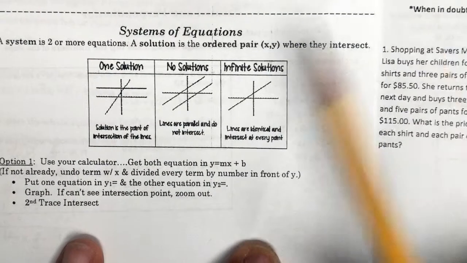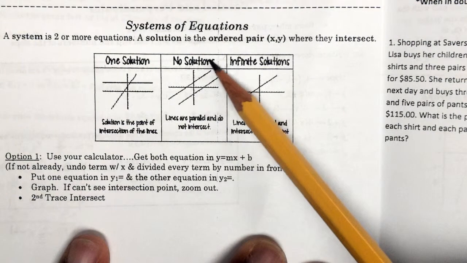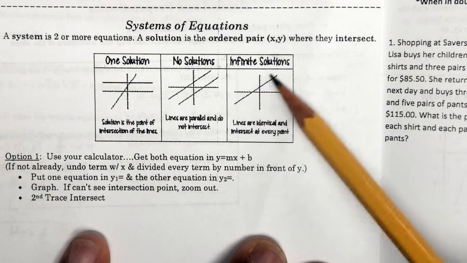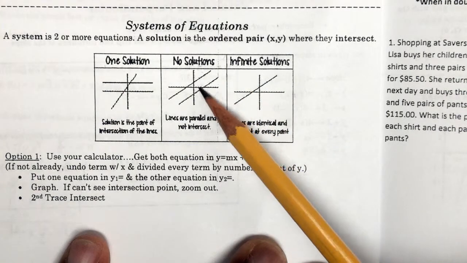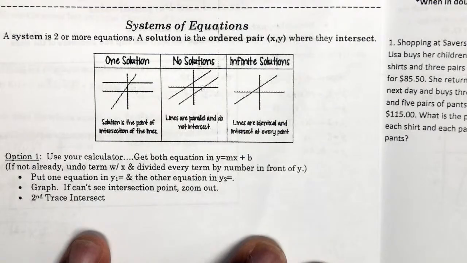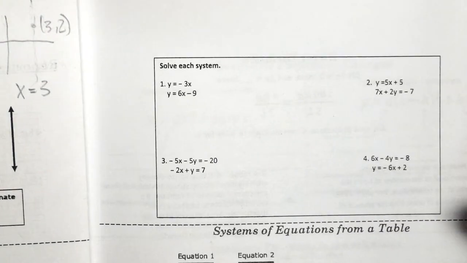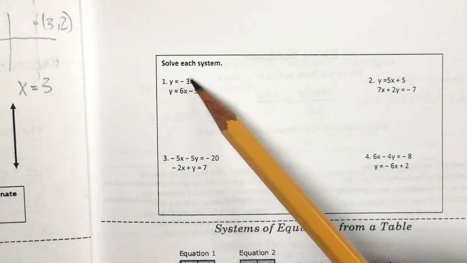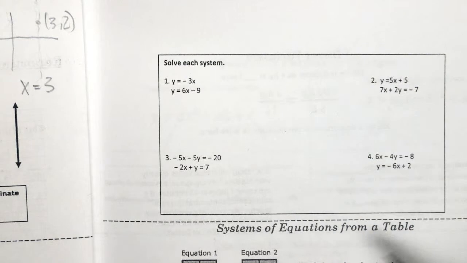When you have systems, you're either going to have one solution, no solution, or infinitely many solutions. Infinitely many is when the lines lay on top of each other. No solution is when the lines never cross, they're parallel. Lines intersect at one place, so there's one solution. And to solve a system, there are 3 ways. If they're already in y equals, or if you want to get them in y equals, you can put it in the calculator.